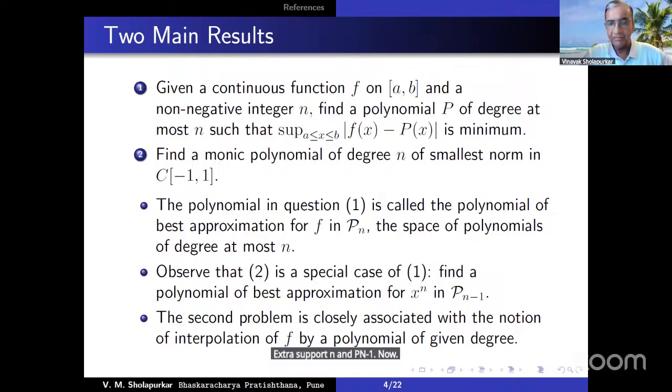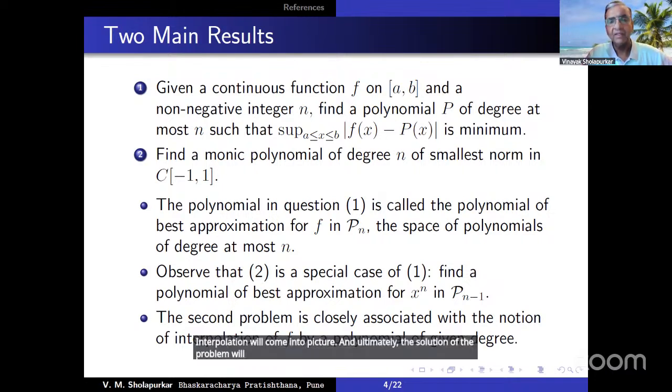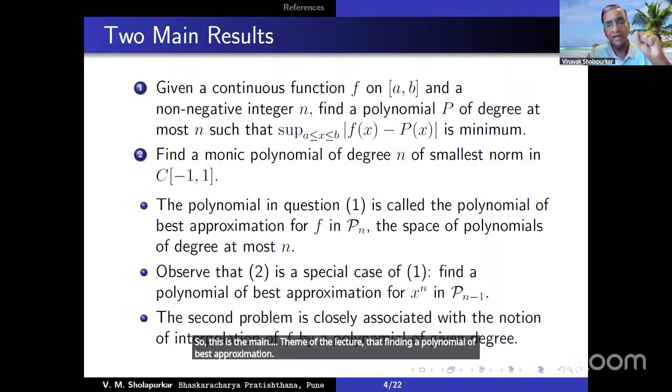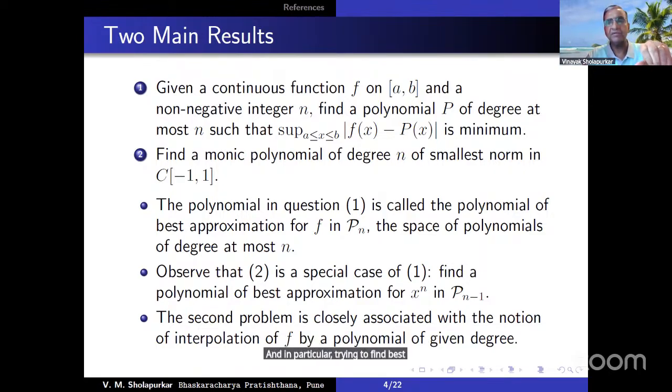Now, the second problem is closely associated with the notion of interpolation. So this is how interpolation will come into picture. And ultimately, the solution of the problem will be given by invoking Chebyshev polynomial in the discussion. So this is the main theme of the lecture: finding a polynomial of best approximation, and in particular, trying to find the best approximation for x to the power n in Pn minus 1, one thing. And second thing is asking whether an interpolating polynomial approximates a given function.